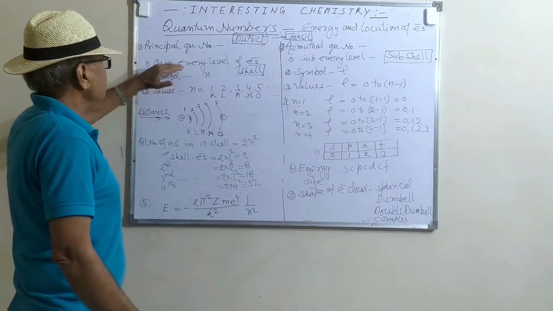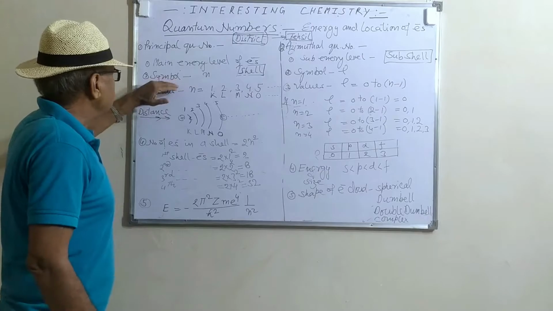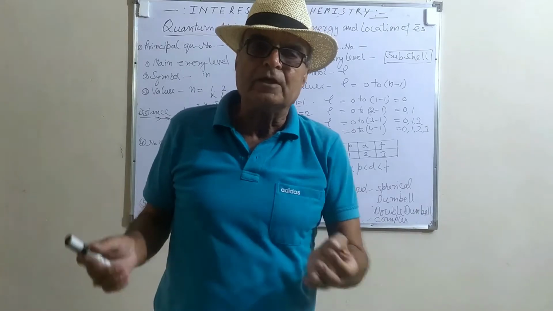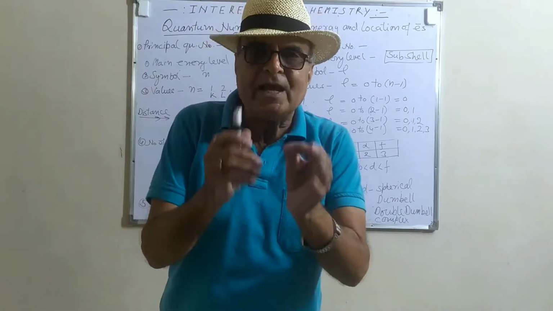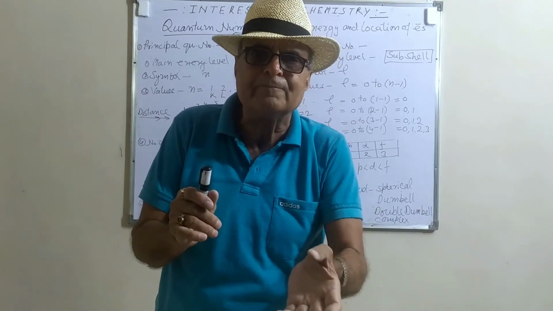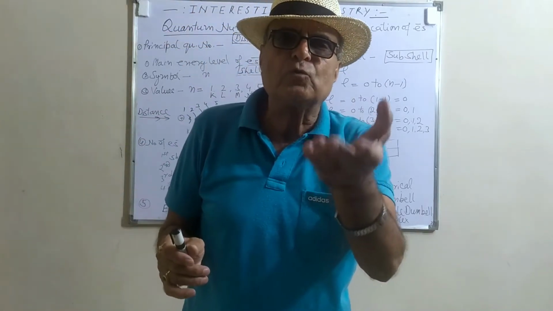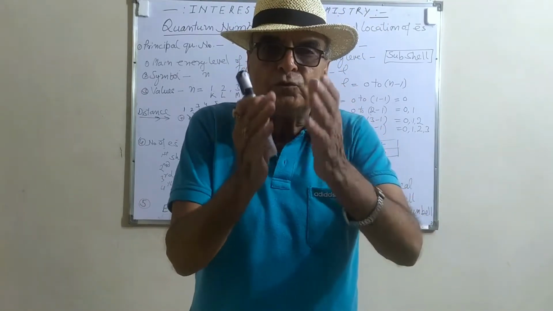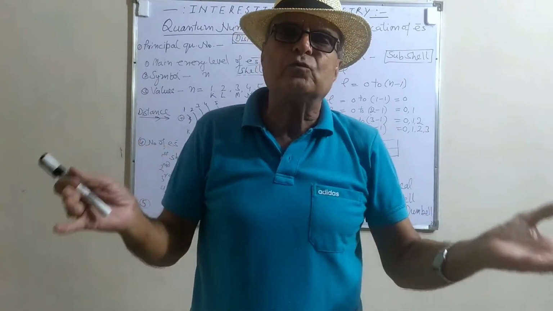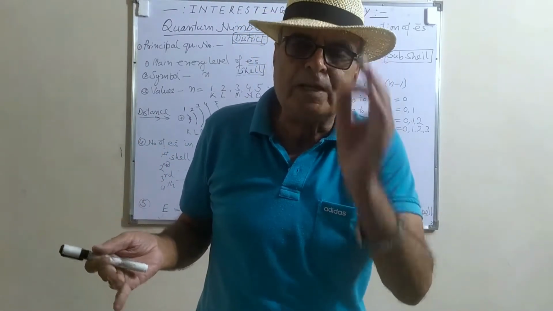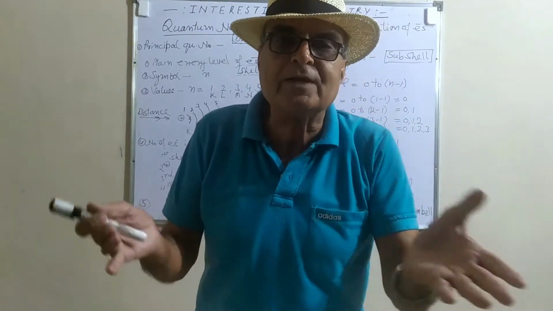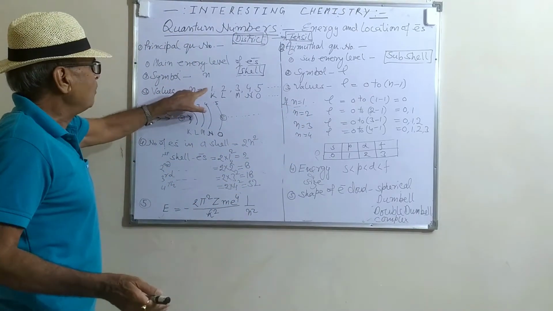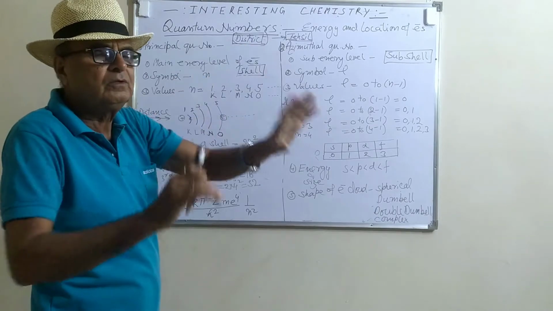So I have explained the main energy level. Number 2 is the symbol. What is the symbol of the principal quantum number? Small n. Whenever you find small n in your book, it means it is the principal quantum number. You need to know the values of n. The values of n are equal to 1, 2, 3, 4, 5 and 6, and so on.